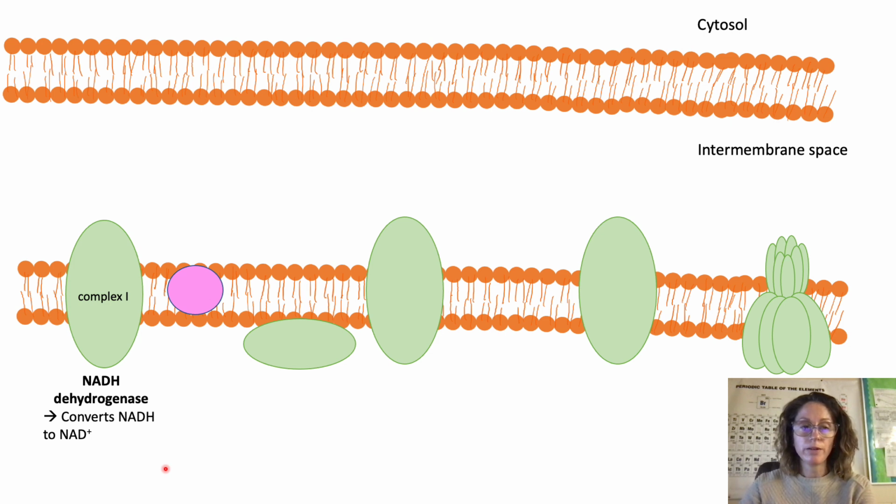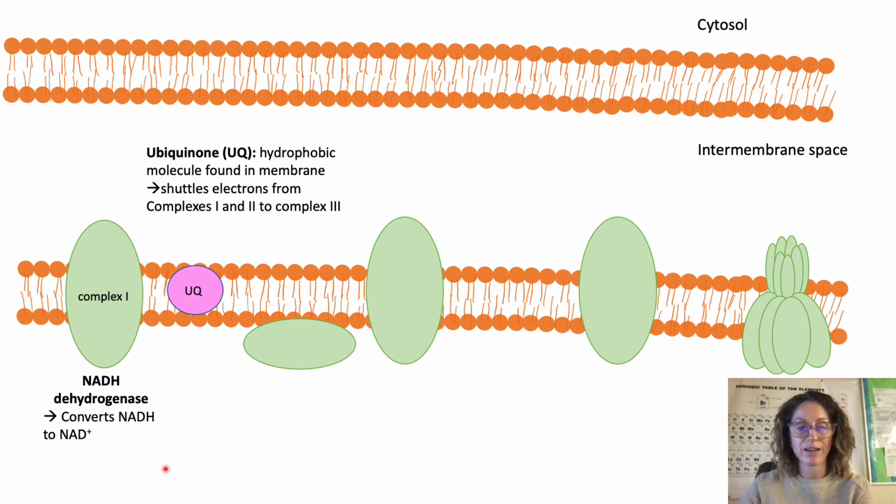So complex 1 is the first protein complex, and it is called NADH dehydrogenase. This converts NADH to NAD+. So we're going to have our first technical reaction occurring here. We have ubiquinone, UQ, and this is a hydrophobic molecule, so we're only going to see it within the membrane. And it shuttles electrons from complex 1 and from complex 2 to complex 3.